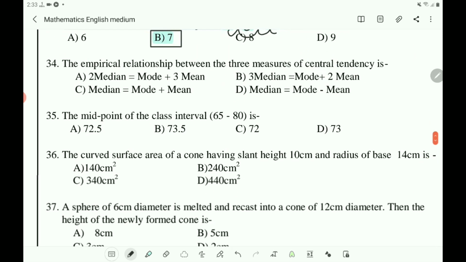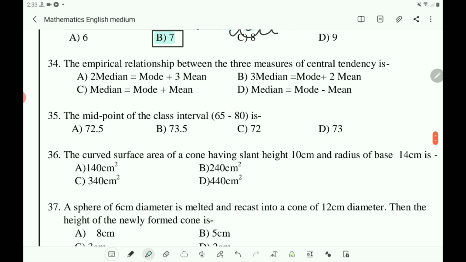Next you take the question number 34. The empirical relationship between the three measures of central tendency is. The relation you know, 3 median equals 2 mean plus mode. That is option B. 3 median equals mode plus 2 mean. Option B is the answer.